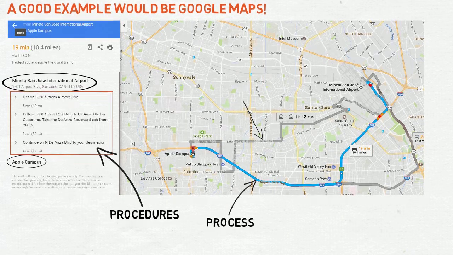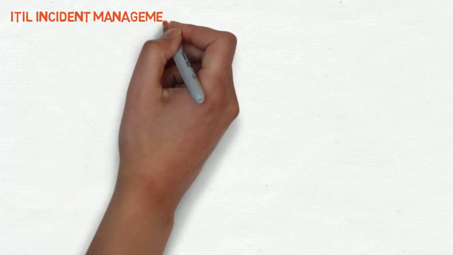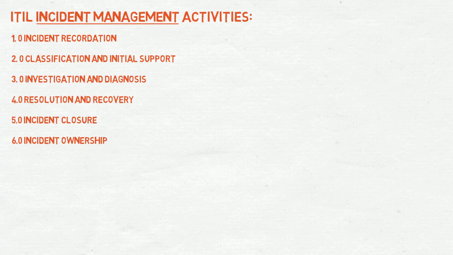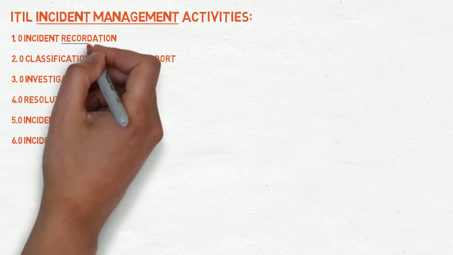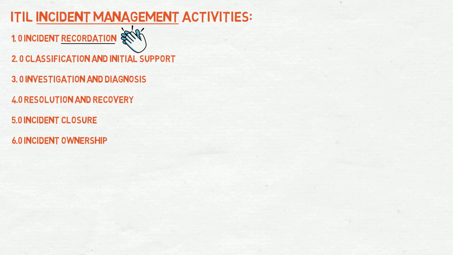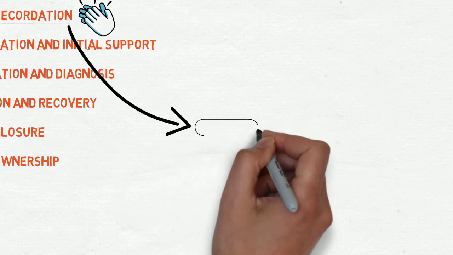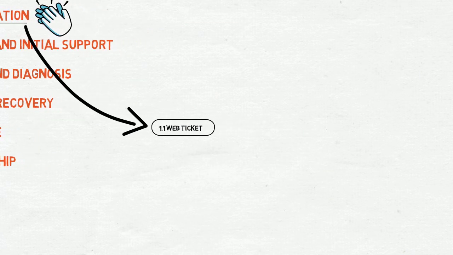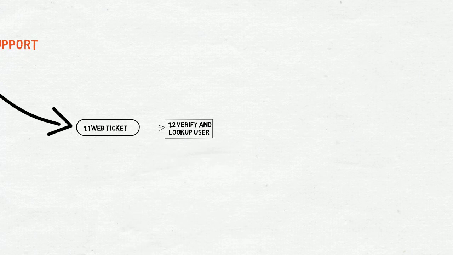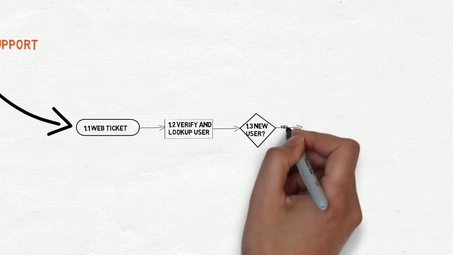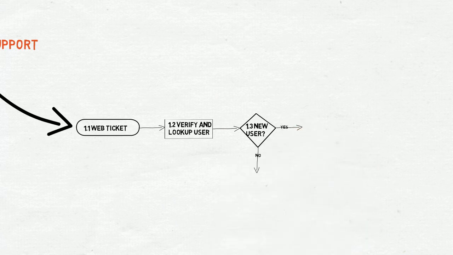Now, let's use what we described previously to define one of the many ITIL processes, incident management. The incident management process has the following activities. And yes, recordation is a word in the English dictionary. Let's decompose the first activity into some procedures. Let's assume that this activity kicks off when we receive a web ticket, which then proceeds to the next procedure, which is to authenticate the user. The procedure then goes on to branch off depending on whether the user is a new user or an existing one. If the user is not new, we proceed to the next activity, which is classification and initial support.